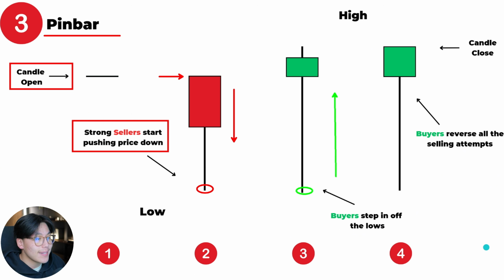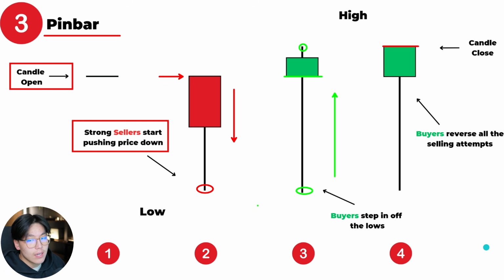So we have a really strong push towards the downside. Buyers actually step in and push price all the way back up towards its candle open, and actually we get above its candle open as well, and then we end up creating a new high. So we end up creating a new high here, and you can see at the very end the candle closes off at the very high as well.